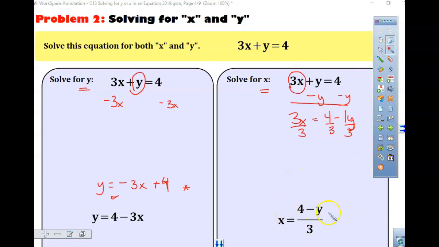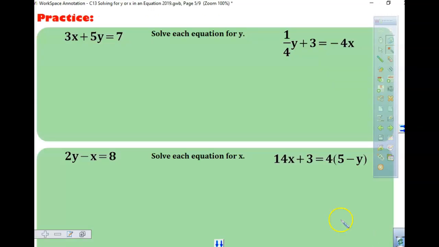Now, I want you to notice down here in the solution, they put the whole thing over 3 because neither 4 nor 1 can be divided. We would also take this solution, 4/3 minus y over 3, and if you prefer to keep that coefficient, sometimes people like to say 1/3 y. So there are many different ways of writing that. Just make sure you're checking and understanding as you look in the back for your answer key.